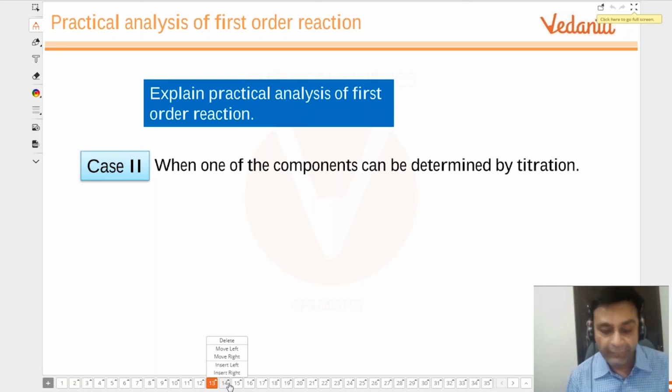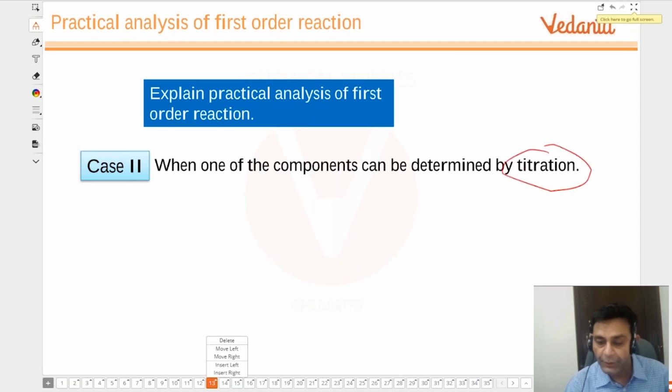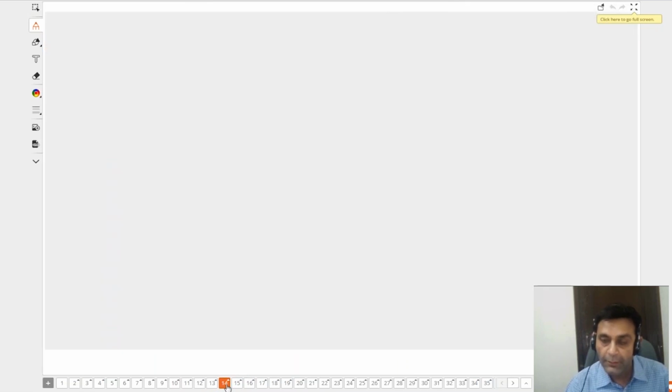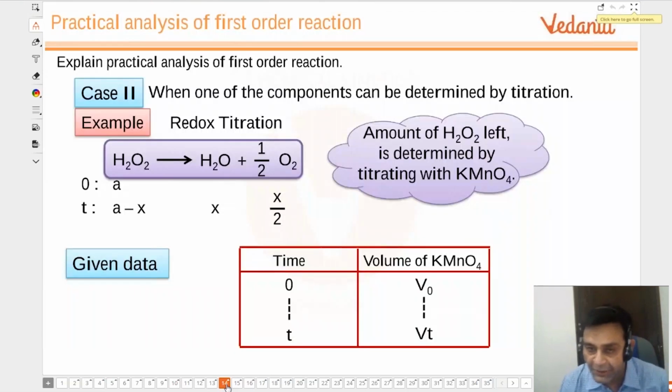So here I have another example. When one component can be determined by titration. Do you know what is meant by the word titration? Yes, friends. Do you know what the word titration means? No response. Okay. I'm coming to such type of problem here. So when one component can be determined by titration, let's understand here what is meant by titration. I'll make it clear, Neha.